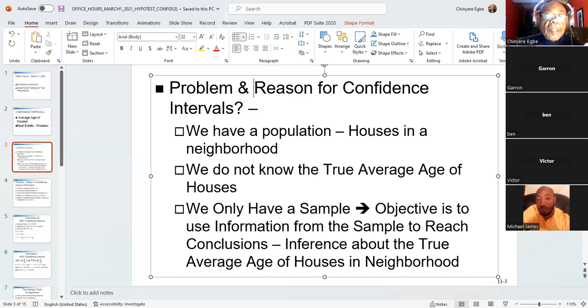You are trying to look at some of their characteristics. It could be the average age. It could be the average size. It could be the average size of the lot on which they were built. It could be a number of other parameters. And we only have a sample. The objective is to use information from the sample to reach a conclusion about the true population. And so we then proceed from there. This is your problem.